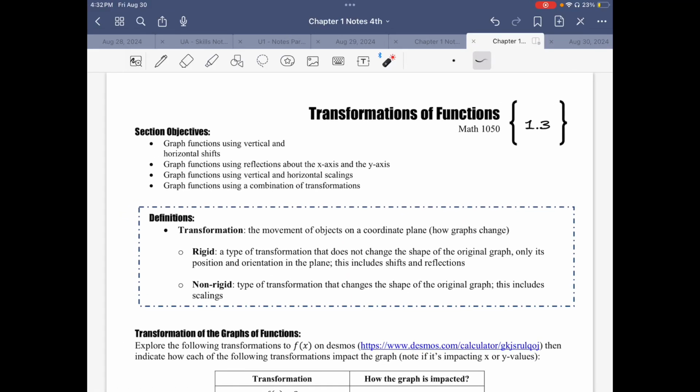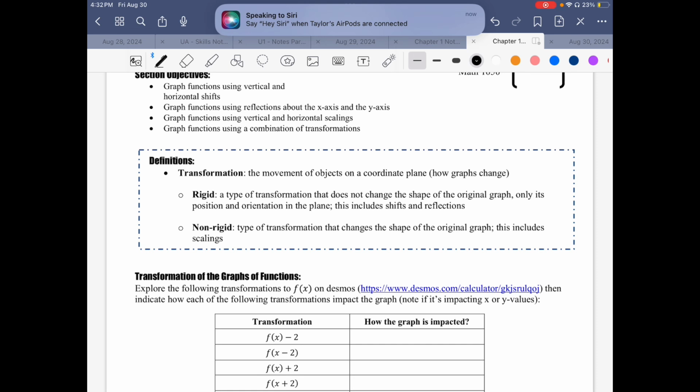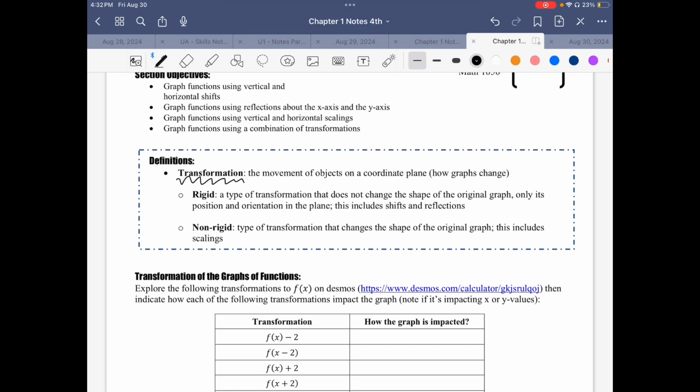This is the section 1.3 video on transformations of functions. There is a bit of vocabulary here, so please make sure you're aware of this vocabulary. A transformation is the movement of objects on a coordinate plane or how graphs change.